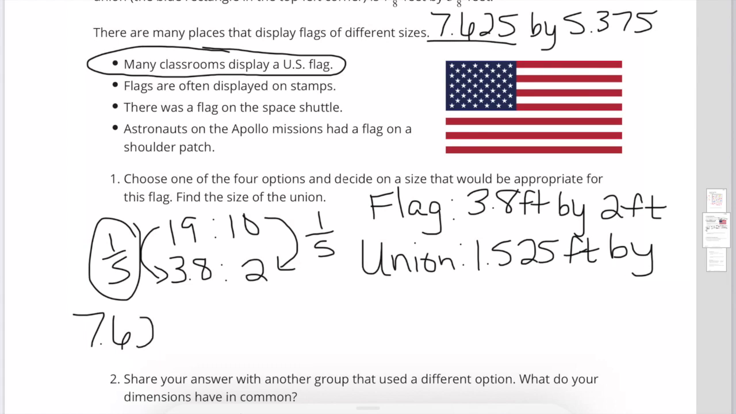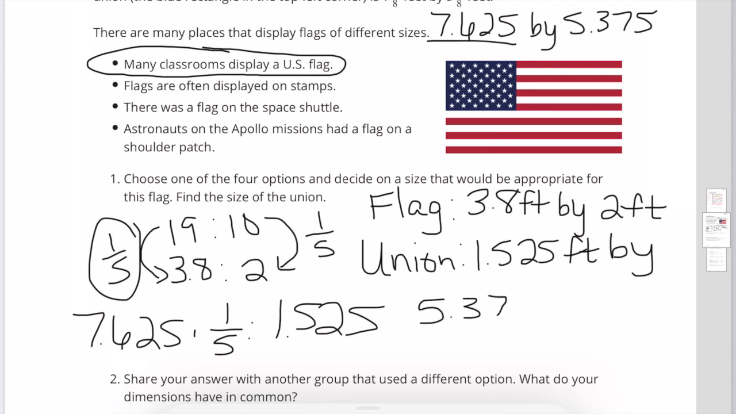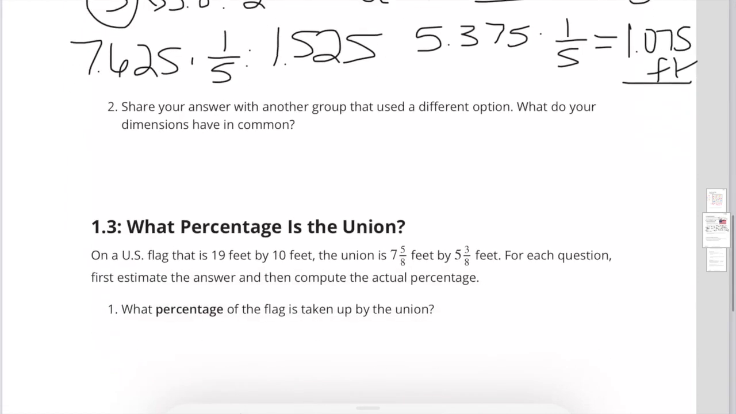So 7.625 times 1/5 gives me 1.525. Okay, so now the side that's 5.375 feet, what would that size now be? So 5.375 times 1/5 is 1.075 feet. So we're not going to worry about 2.